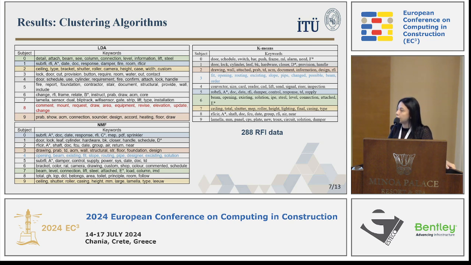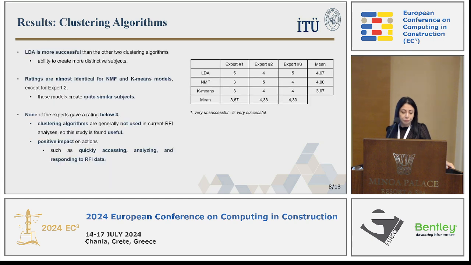For example, LDA subject 0, NMF subject 8, and k-means subject 6 are very common because they share 5 common keywords like beam, level, and so on. Of course, the keyword weights are different. It is found that NMF and k-means are more alike. For example, NMF subject 4 and k-means subject 3 are very alike. Although LDA exhibits similar subjects, it diverges with some subjects also. For example, LDA subject 8.